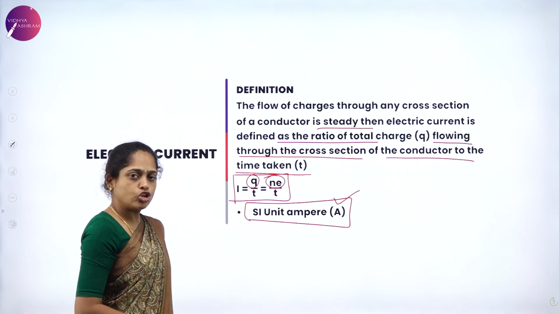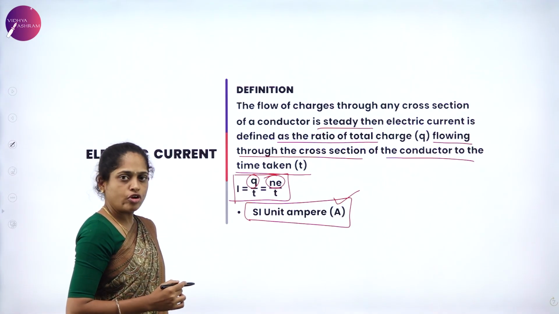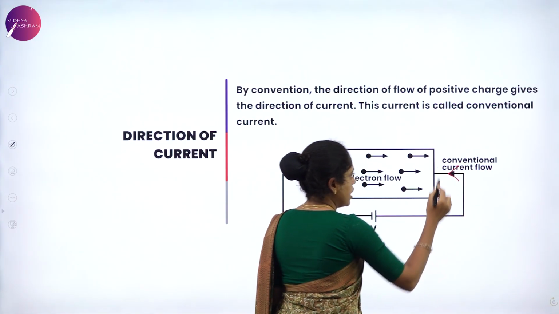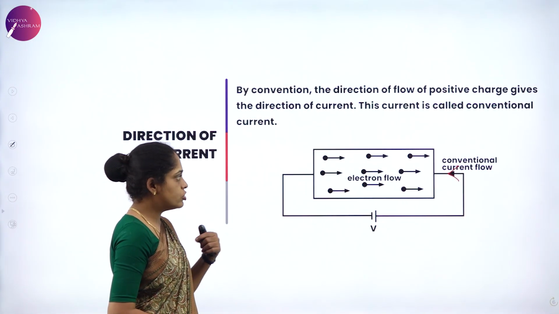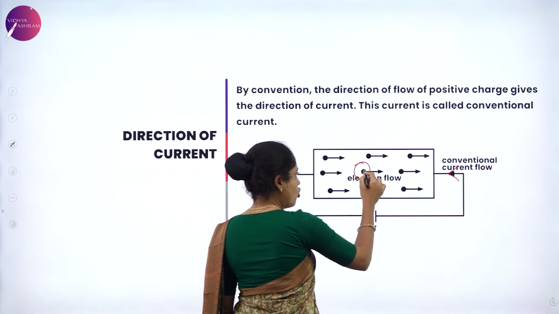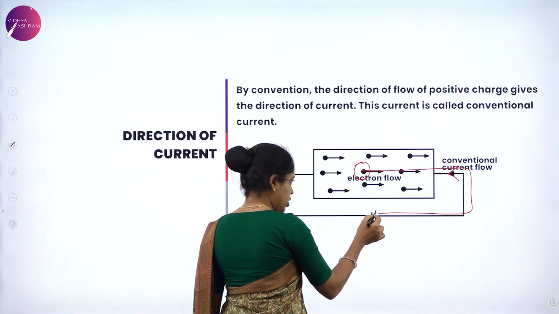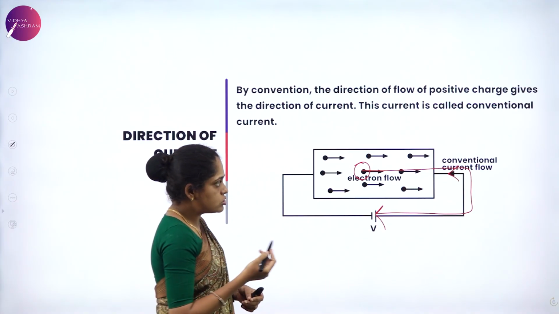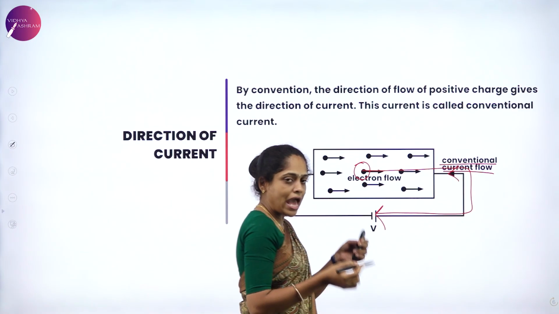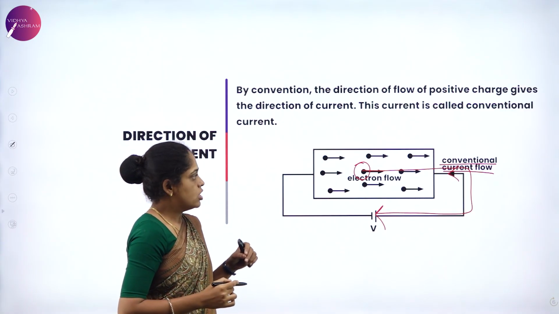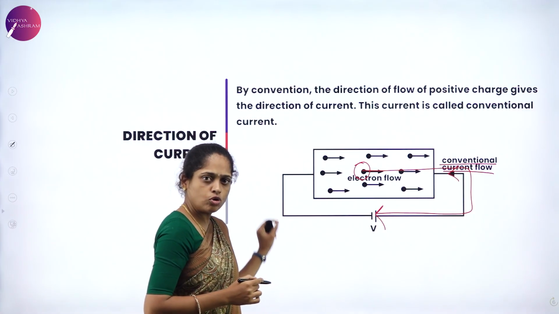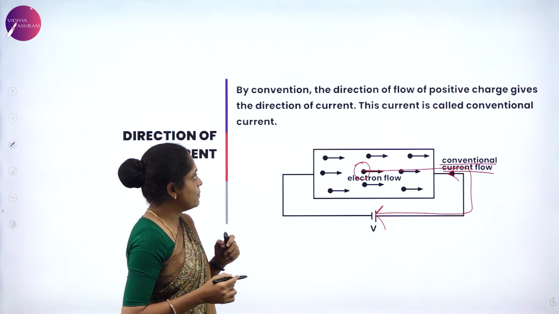Now let us know the direction of current. How to represent the direction of current in the circuit. The direction of conventional current is opposite to the direction of electron flow. So always electrons flow towards the positive terminal of the battery. The opposite direction for this is the conventional current which we have to mark in the circuit. So, the conventional current direction is from the positive terminal of the battery towards the negative terminal of the battery.